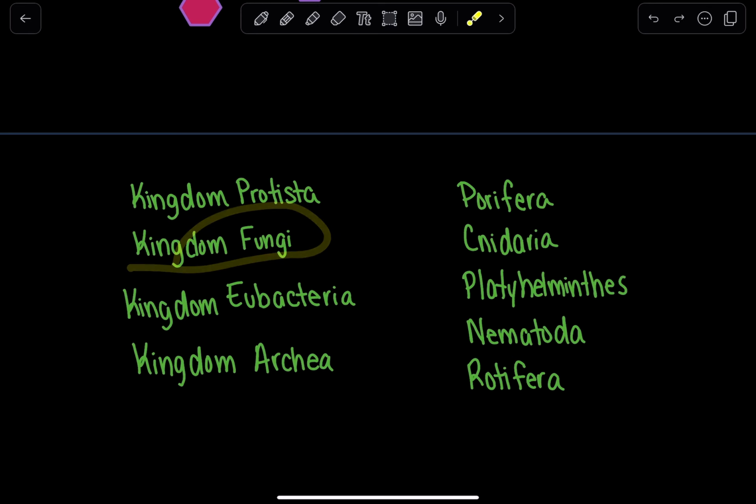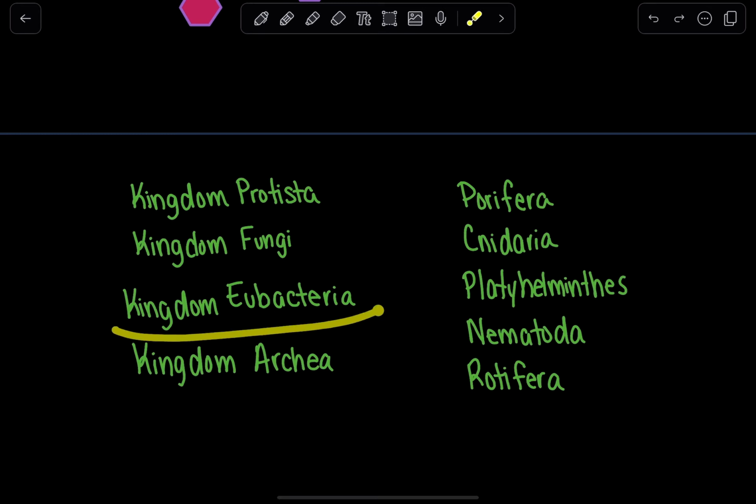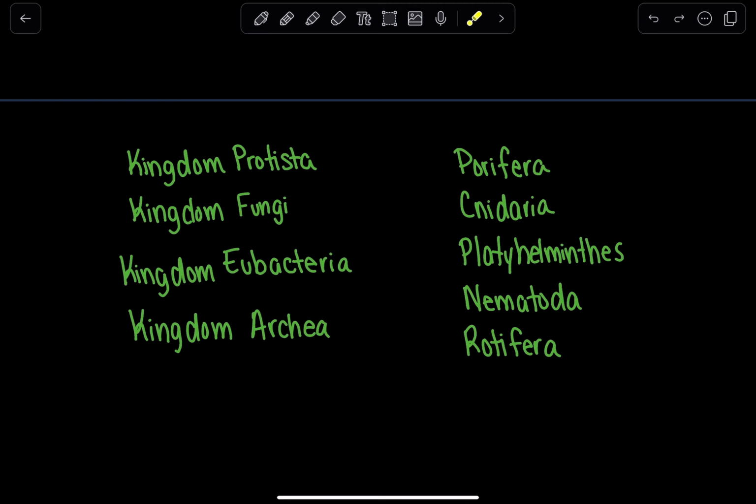Kingdom Fungi. Fungi also don't have a circulatory system because they can simply absorb nutrients from the outside and expel waste. And then we have kingdom Eubacteria. Bacteria are simple organisms, and they are also capable of simple diffusion. The same goes for kingdom Archaea. They are simple organisms. Kingdom Animalia and kingdom Plantae, however, are complex organisms, and they cannot survive with no circulatory system.